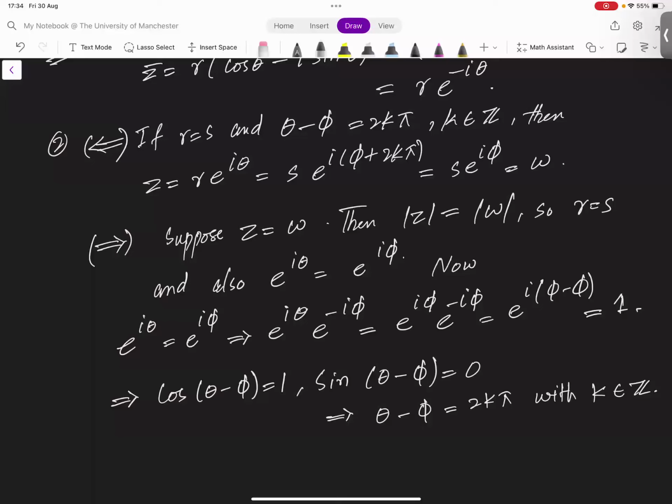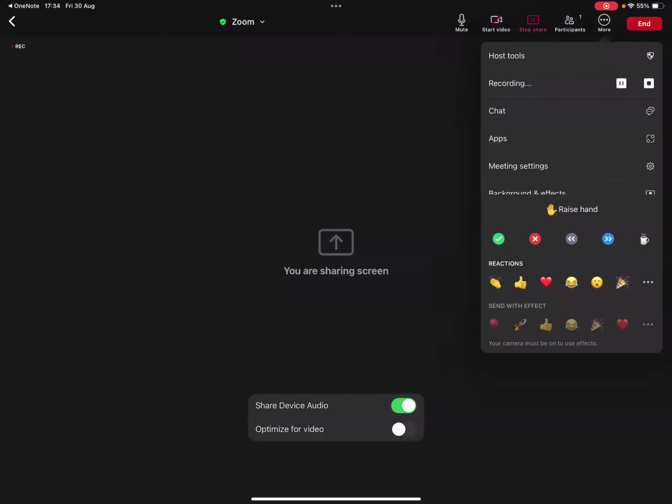Perfect. Here we will end this part of the chapter. In the next part, we will talk about the roots of unity.